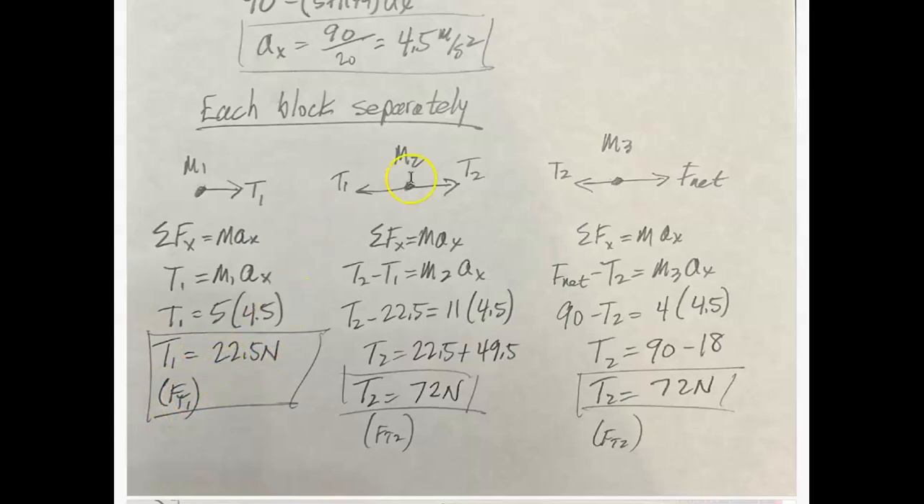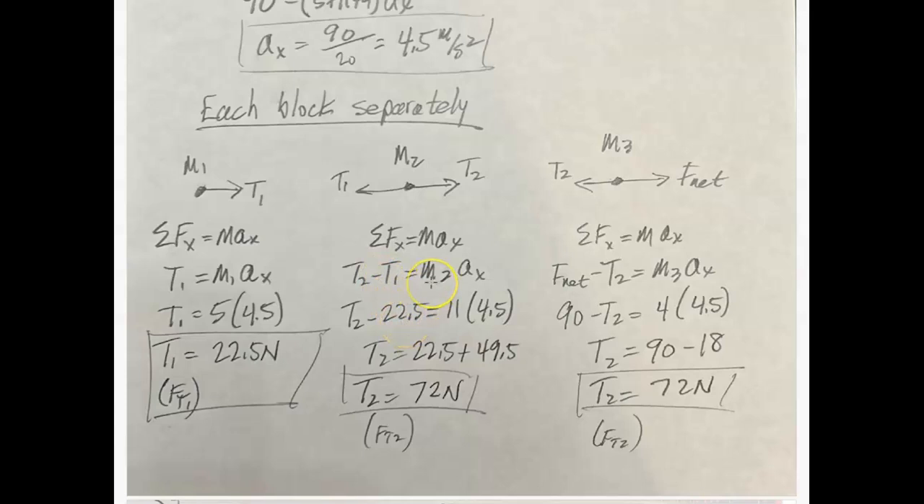Now that I know that, I can use that here because these two are an action-reaction pair in the string between M1 and M2. So I know what T1 is. My sum of the forces on M2 is T2 to the right, positive, and T1 to the left, negative. So there's the sum of the forces, and I've already found T1. So I can plug that number in.